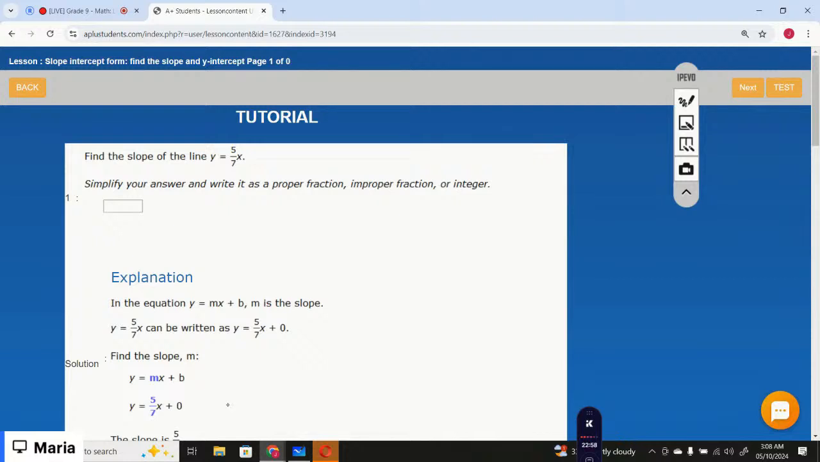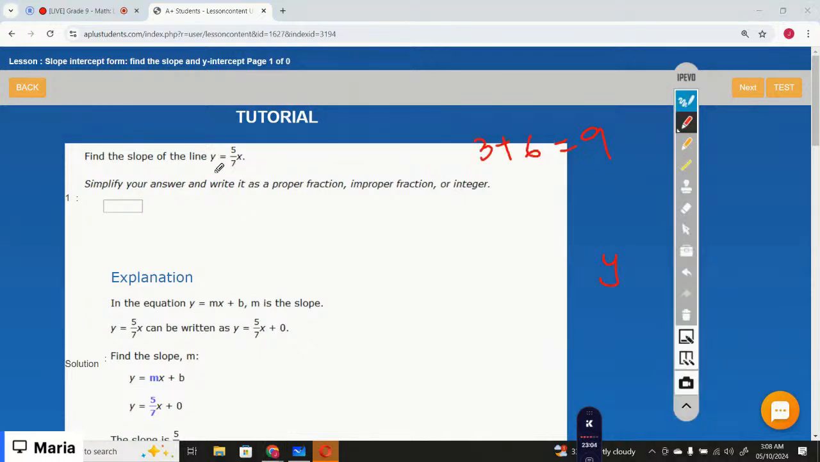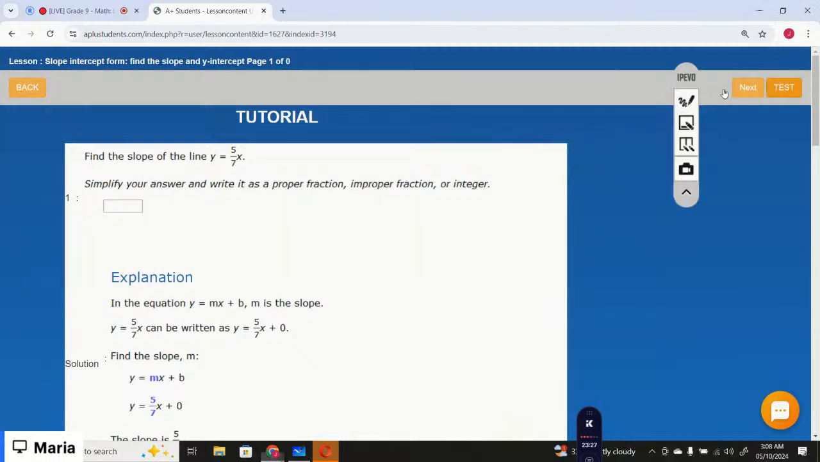You are given the equation, find the slope: y equals 5 over 7x. You need to compare this equation with the slope-intercept form, y equals mx plus b. The coefficient of x, m, is the slope. Here you have 5 by 7x, so 5 by 7 is the slope. The correct option is 5 by 7. Okay, let's start with the test questions.